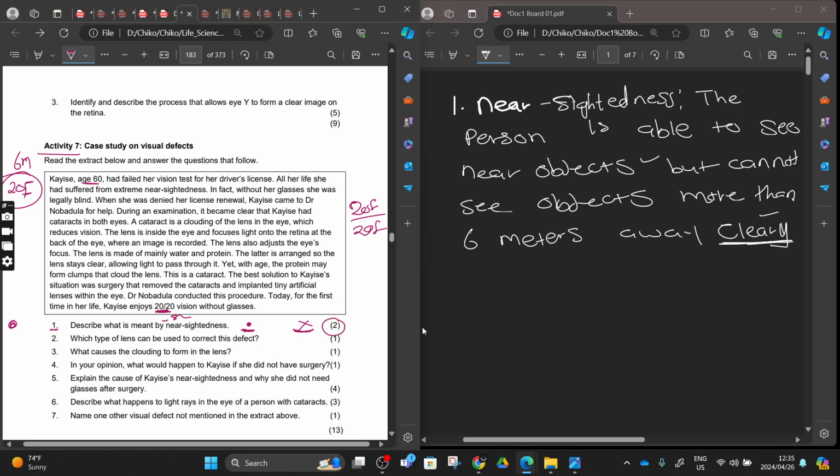Two marks there. Anyhow you want to kill this cat, make sure that the cat is killed. When I say that the person can concentrate on a near object but cannot focus on an object that is more than 6 meters away from that person.